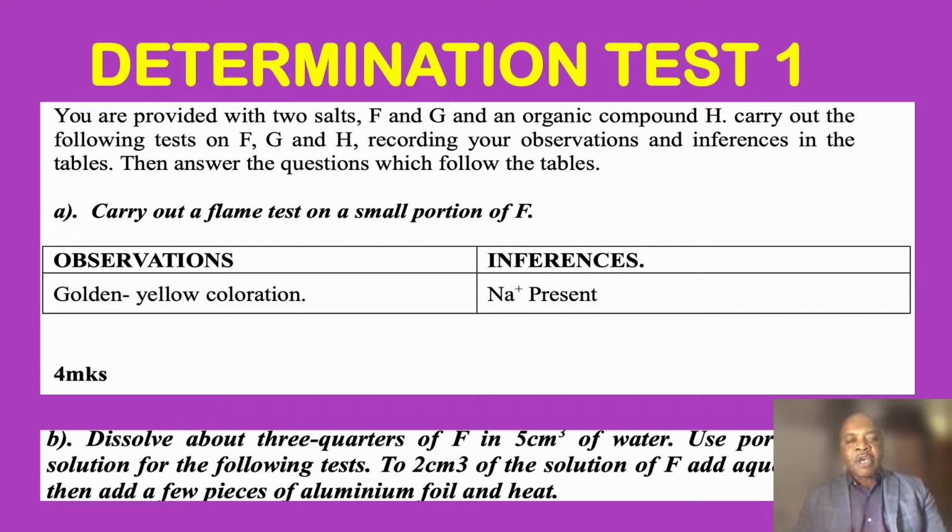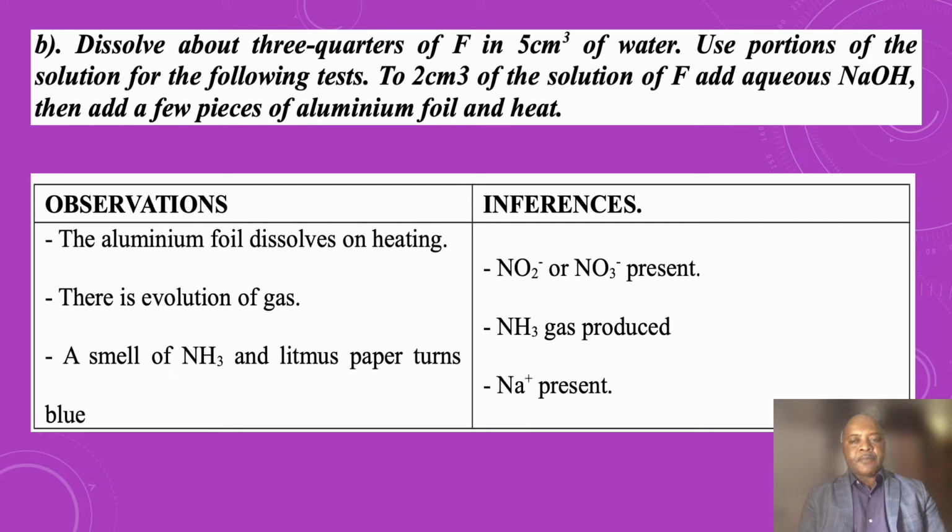The B part of it: dissolve about 3/4 of F in 5 cm³ of water. Use that portion of the solution for the following test. To 2 cm³ of the solution of F, add aqueous sodium hydroxide and a few pieces of aluminum foil and heat.